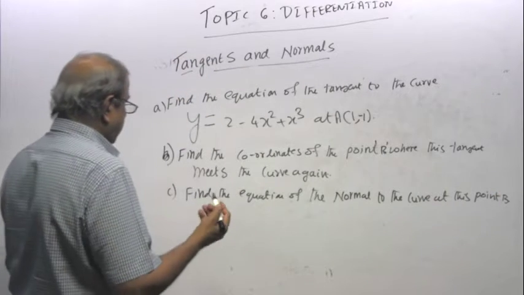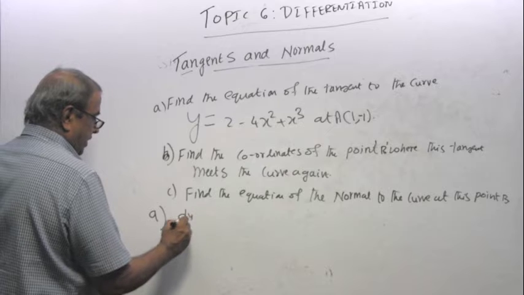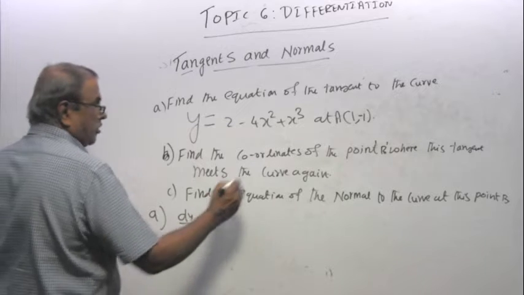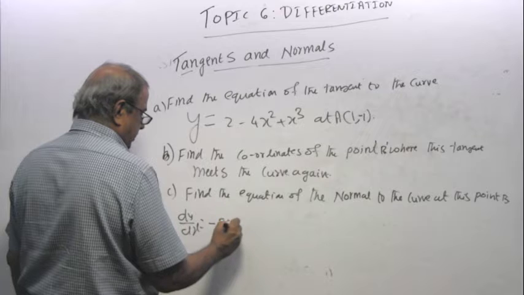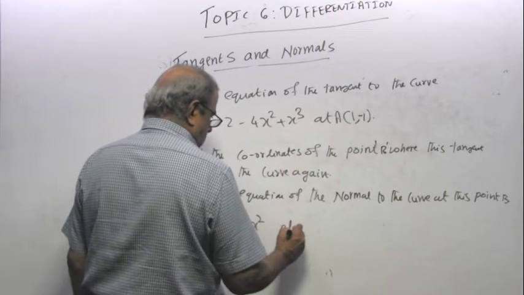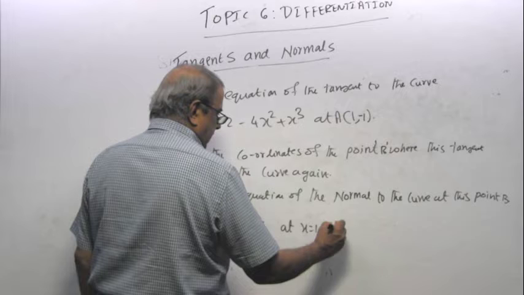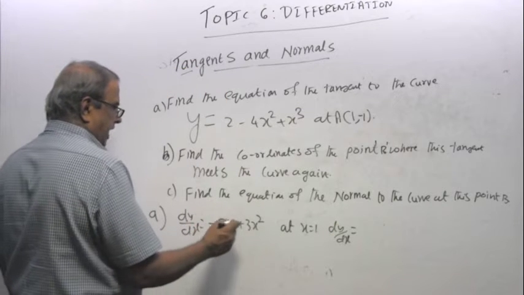Okay, so let's start with part A. Straight away, I don't have to find y because you've been given y. So what's dy by dx? Minus 8x plus 3x squared. At x equal to 1, dy by dx is equal to minus 8 plus 3.